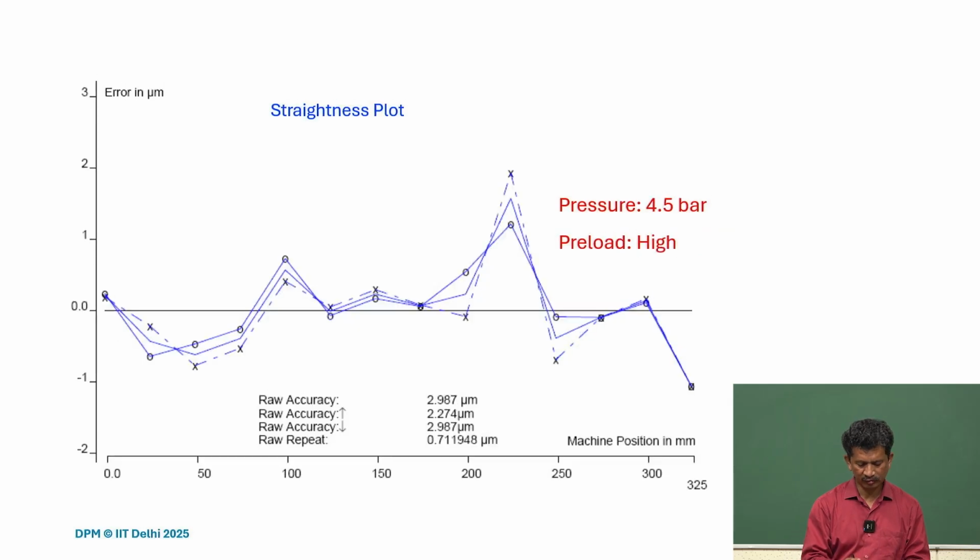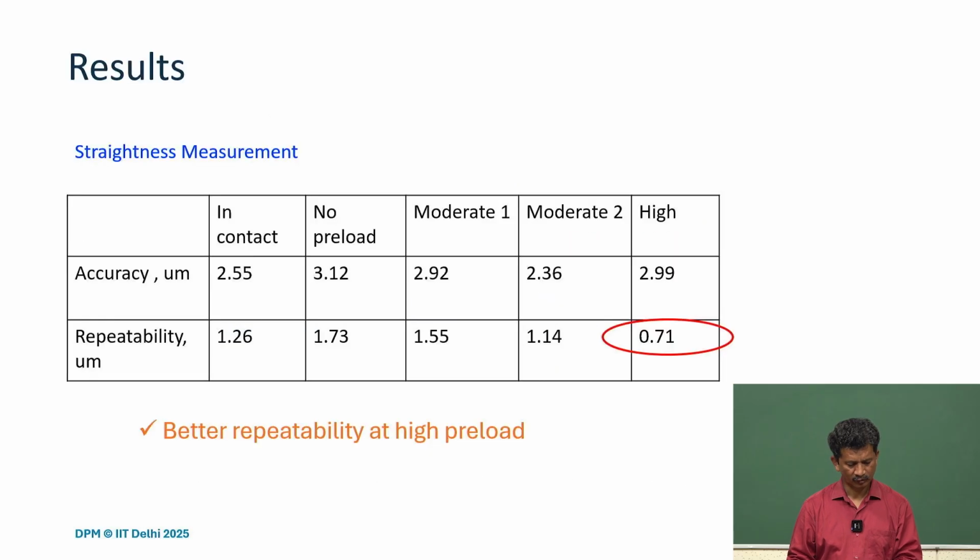Now as we increase the preloading, what you can see is that it is converging to a particular location and is not changing much. What we realized is that if the preloading is high, the air gap is reduced, and that also leads to better repeatability, which we observed here. So better repeatability at higher preload. Higher preload is very important.